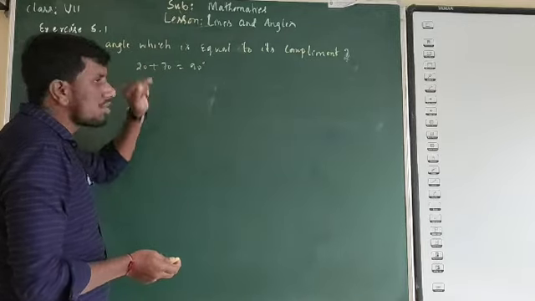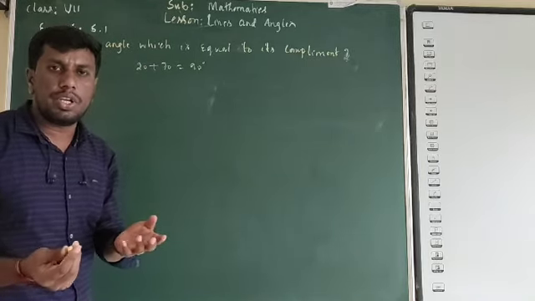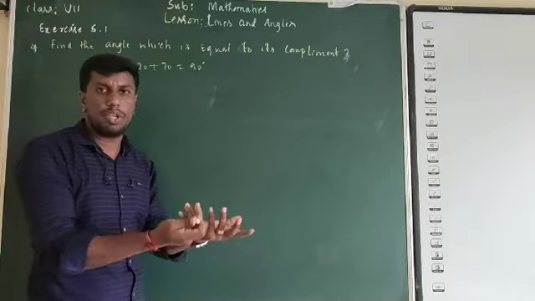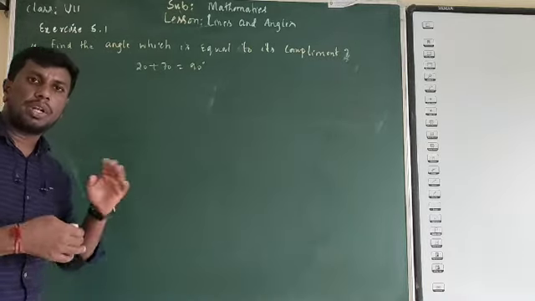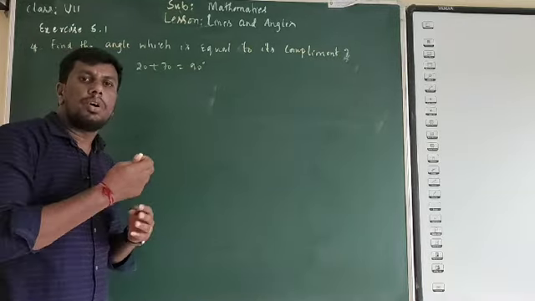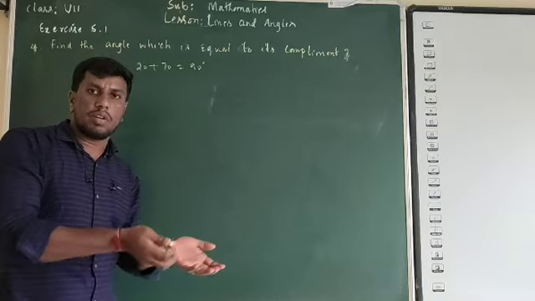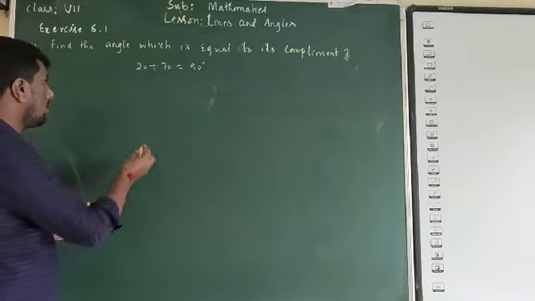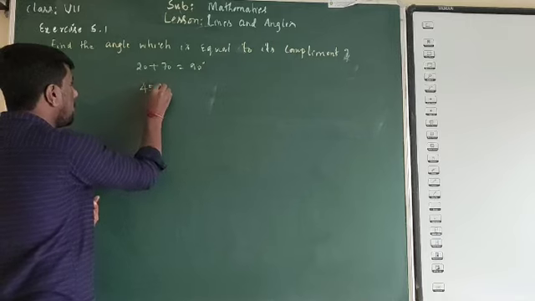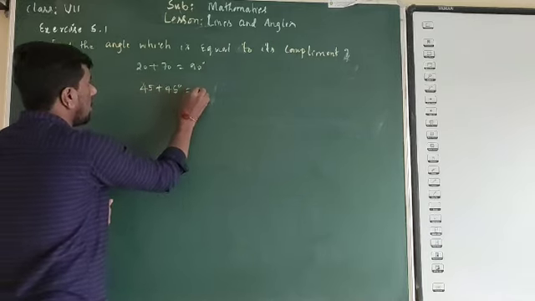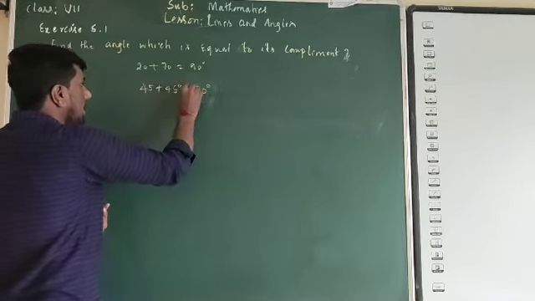But 20 is not equal to 70; 20 is equal to 20 only, right? So we should find the angle which is the complement of itself. What is that? 45 degrees plus 45 degrees. What is that? 90 degrees. You can observe that I am getting 90 degrees.